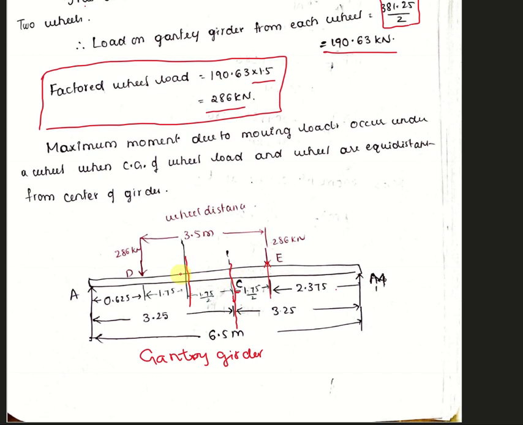So what is this, 286 kilonewton? This is the wheel load. One wheel is carrying 286 kilonewton. On the other side also it is carrying 286 kilonewton. Wherever the wheel is, it can carry the maximum factored load of 286 kilonewton, and this is the wheel distance.